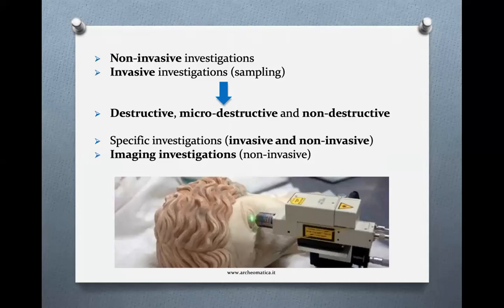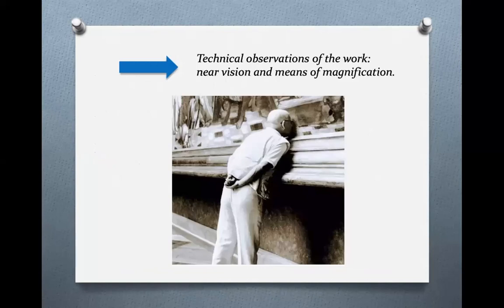The scientific analysis could be non-invasive investigations if I don't touch the artwork. They can be invasive investigations, so with sampling, destructive, micro-destructive and non-destructive analysis, or they can be specific like invasive and non-invasive, or imaging investigations. And actually in this case, we have, I don't know, like a photographic analysis, so they are not invasive. Well, at the end, we can say that technical observation of the work is the most important for a restorer. Near vision is very important for a restorer.